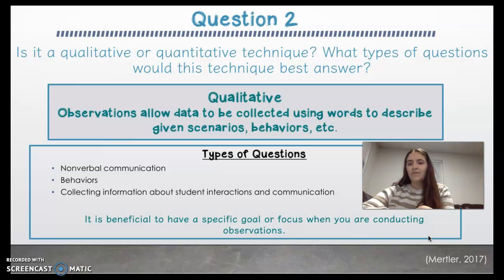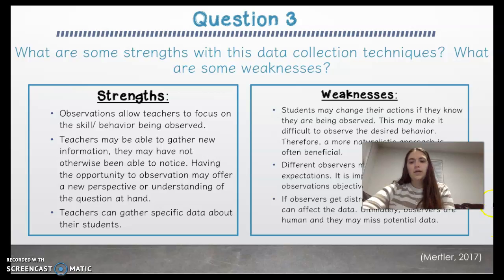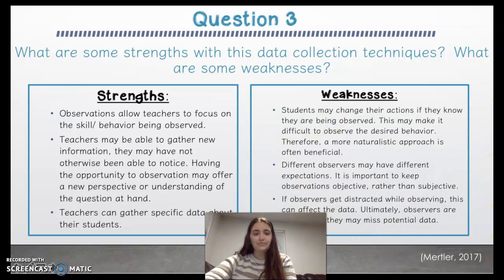We talk about the reliability and validity. We'll go into that a little bit more, but even having a specific list of things that you're looking for, writing down the specific actions, being very specific as you're doing this is key. So when it comes to the strengths and weaknesses of this data collection technique, the strengths: observations allow teachers to focus on a skill or behavior being observed. So you're being intentional and focusing on one specific action, trying to answer a question.